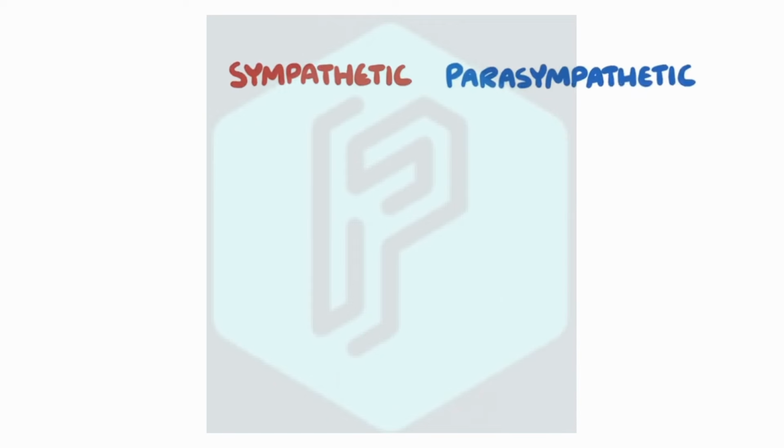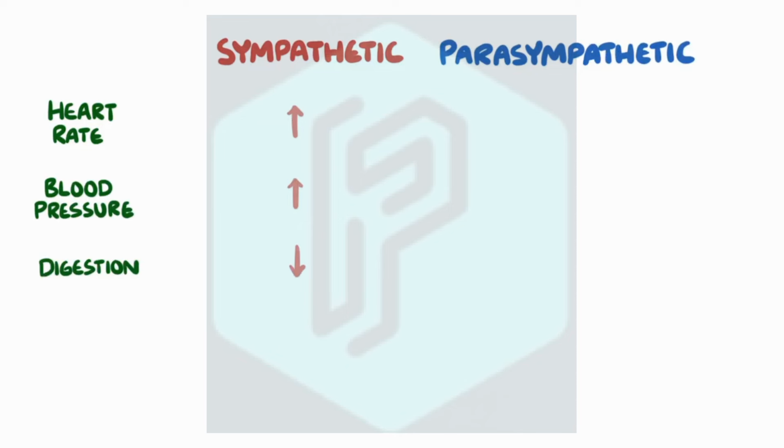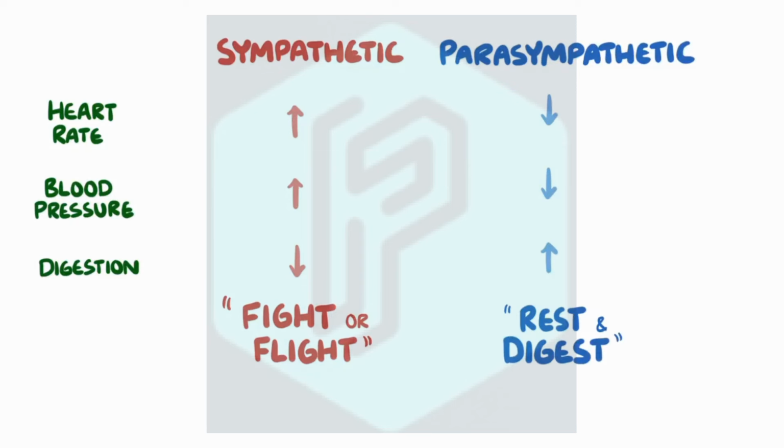The sympathetic and parasympathetic nervous systems have opposite effects on the body. The sympathetic nervous system controls functions like increasing heart rate and blood pressure, as well as slowing digestion. And all of this maximises blood flow to the muscles and brain, and it can help you to either run away from a threat or to fight it, which is why it's also called the fight or flight response. The parasympathetic nervous system instead slows the heart rate, decreases the blood pressure, and stimulates digestion. The effects can be summarised as rest and digest.